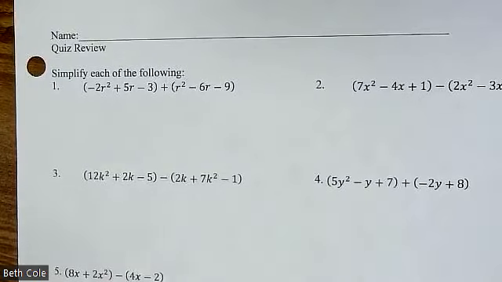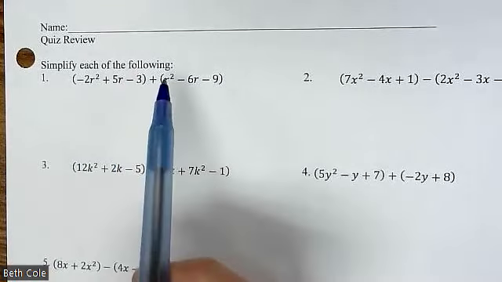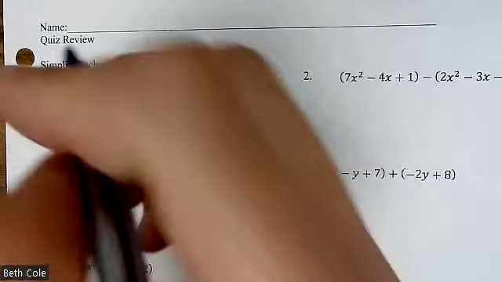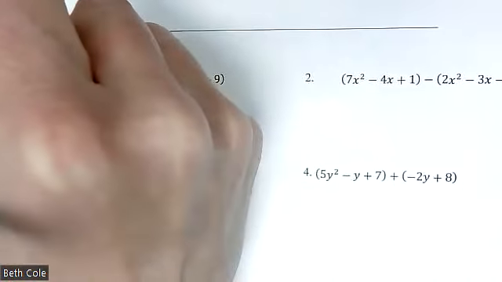So if it's adding, you can just add the like terms together. If it's subtracting, you have that step where you have to distribute the negative sign. So look at the first one. Do you see how it's plus? We can just add everything together. So what goes with the negative 2r squared?